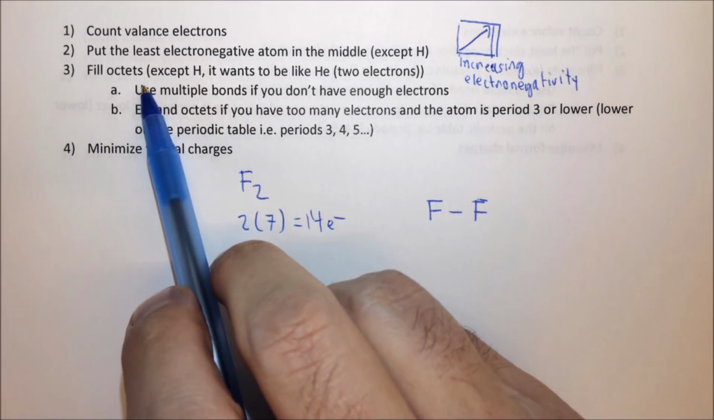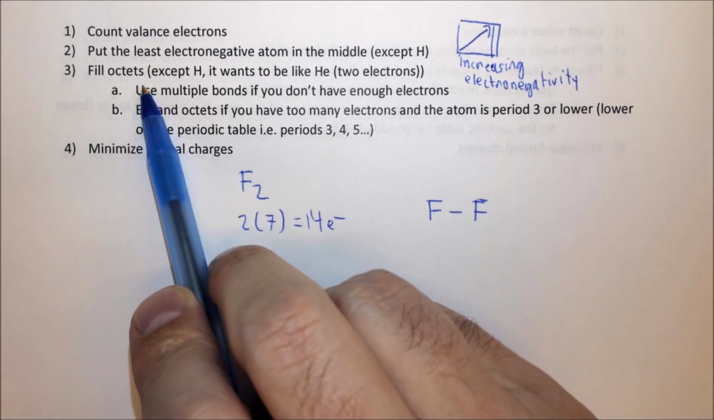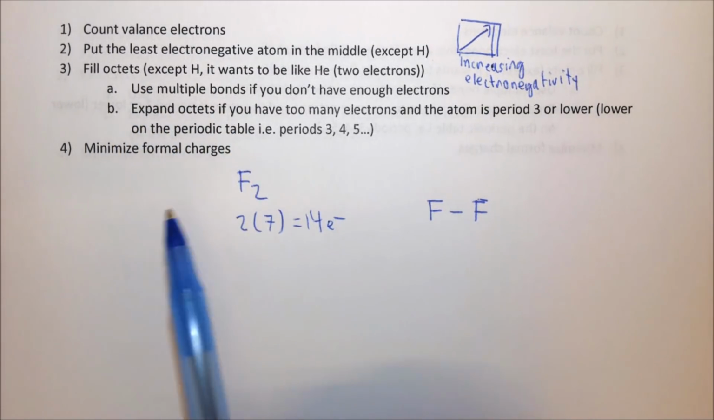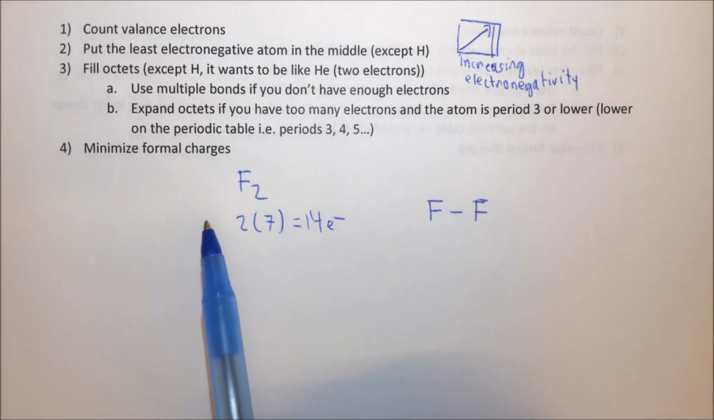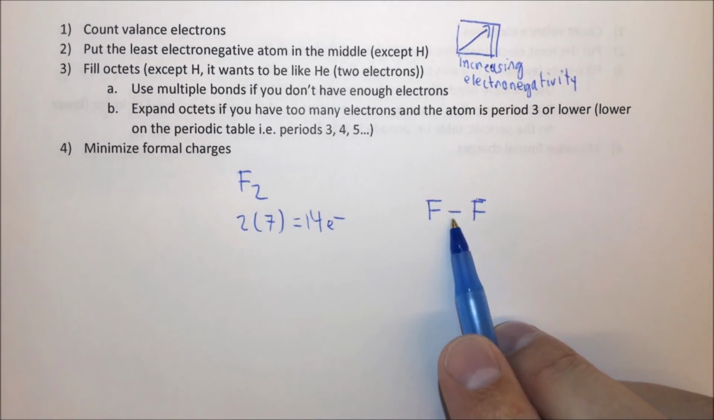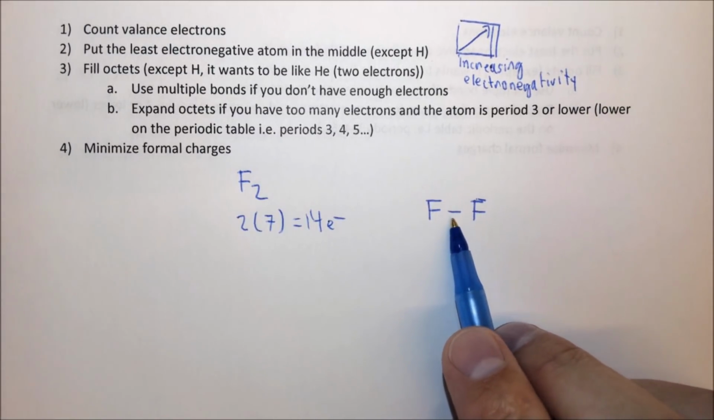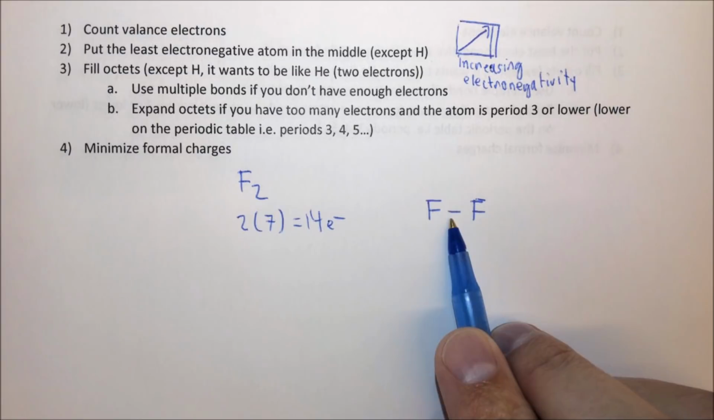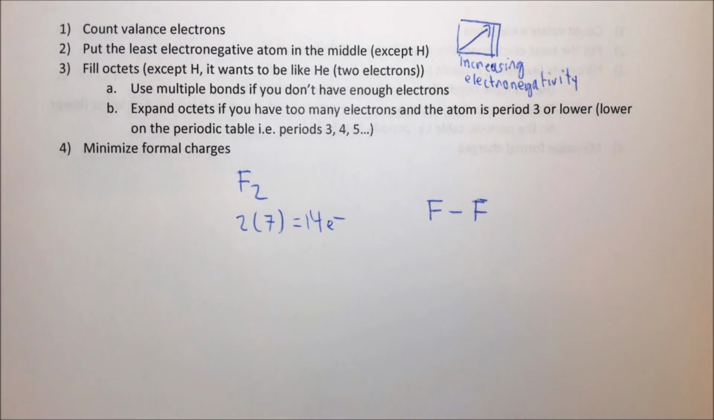Next, fill octets. Counting in eights will help you save counting time, but is not absolutely required. But let me show you what I mean. So far, I've used 2 electrons. This bond represents 2 electrons. So I have 12 electrons left.